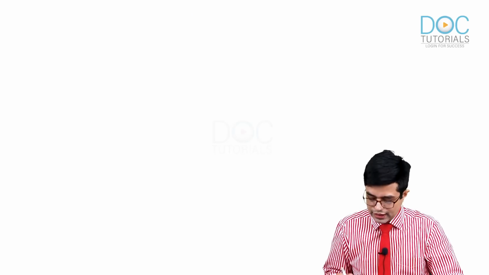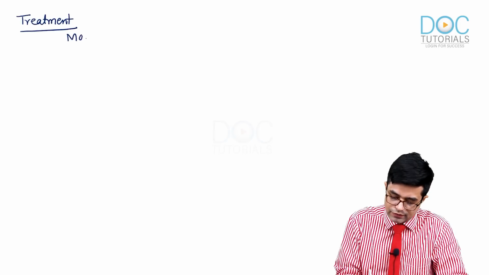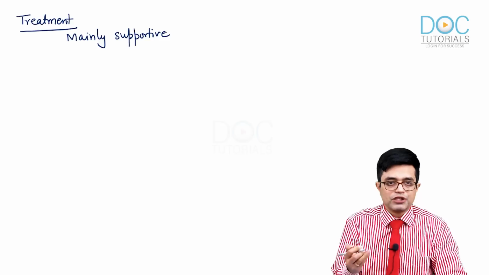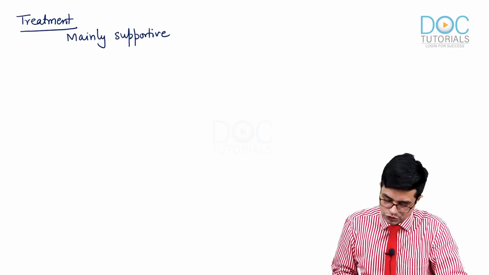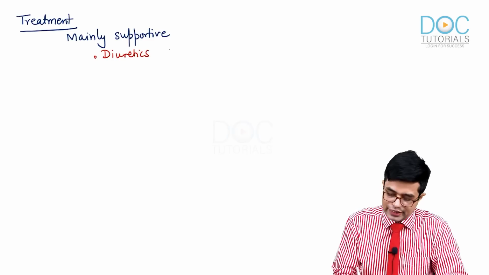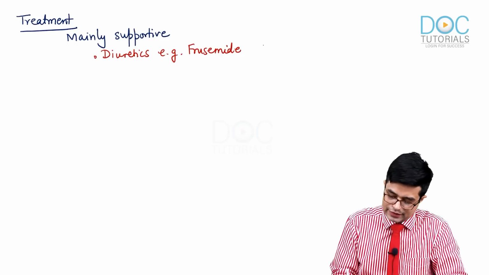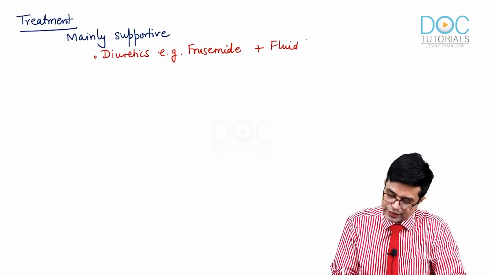How do you treat? Treatment and prevention is very controversial, difficult, and whatever I am discussing here is based upon what is given in Nelson 21st edition. So treatment of BPD. Nelson clearly says the treatment is mainly supportive, and with supportive management, slowly some children may come out. But certain drugs have been found to be useful. The first drugs found to be useful are diuretics. Diuretics like furosemide have been found to be effective. Plus, there is a role of fluid restriction in the child. You don't give excess fluids to the baby.